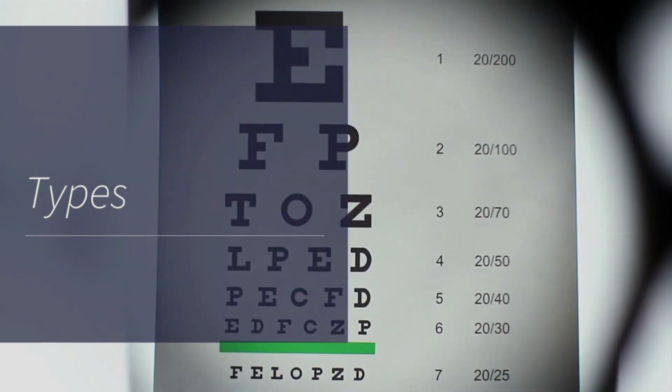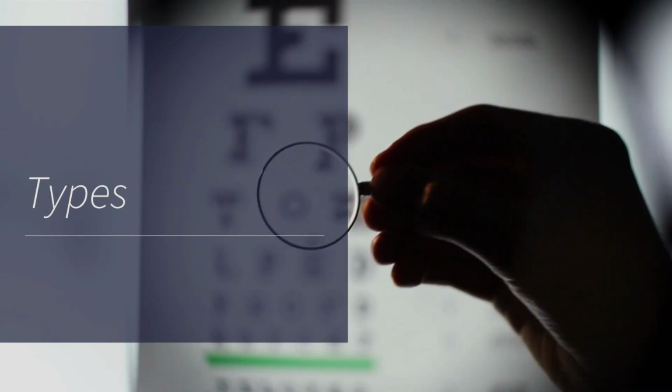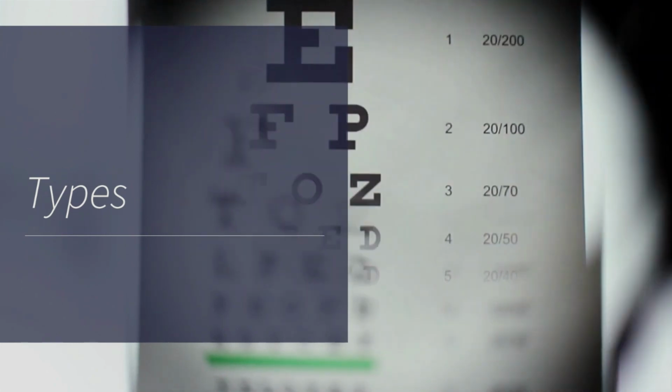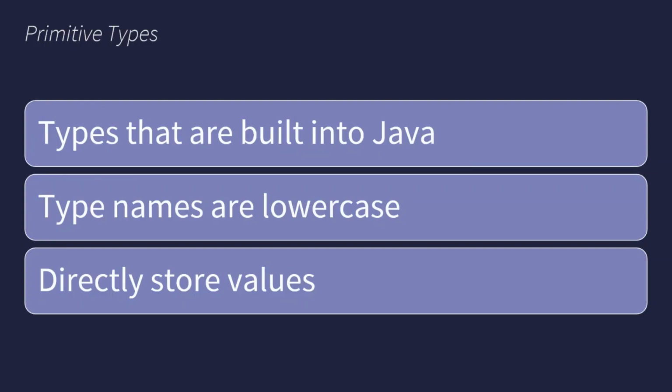Hello. In this video, we're going to talk about what types are in Java. In the last video, we talked about this a little bit when we were talking about making variables, but in this video, we're going to cover specifically how the different types behave.